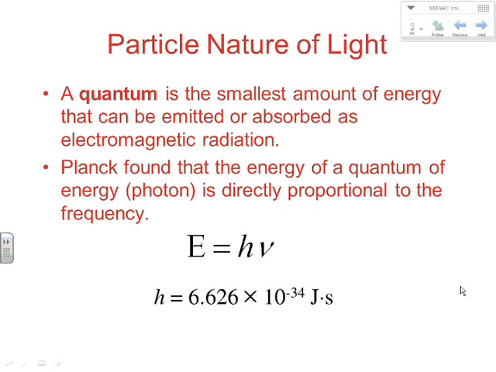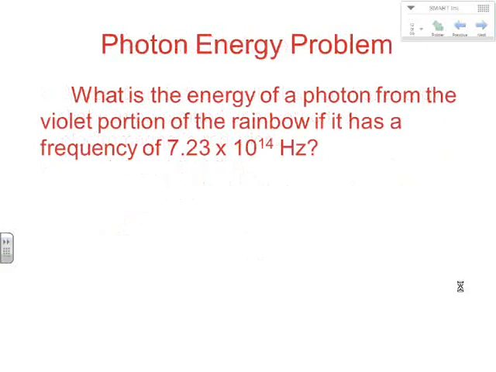If you know the frequency of a bundle of light, you should be able to calculate the energy of that photon using this equation. So what this would look like is a math problem. What's the energy of a photon from the violet portion of the rainbow if it has a frequency of 7.23 times 10 to the 14th hertz? So we have one photon, one little light particle, one little bundle of violet radiation at this frequency. What would the energy of that photon be? So remember, what we're really looking at is the energy of a particle of violet light.